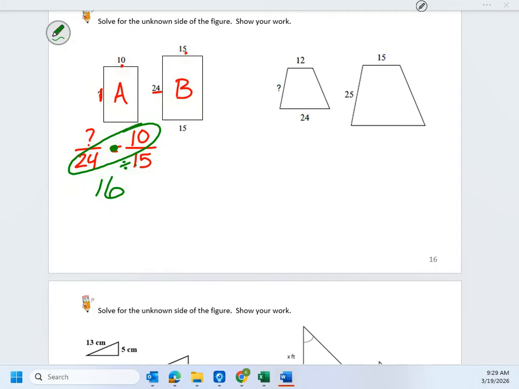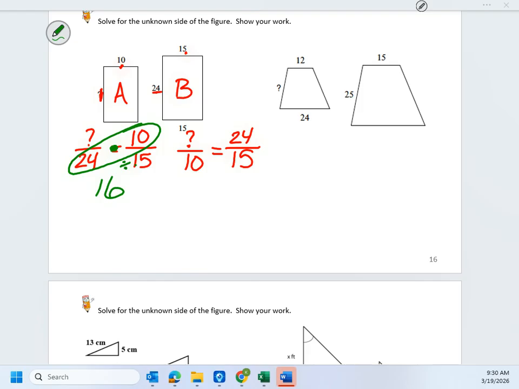Let's look at the other method. So this was long A over long B. Our other method had long A, our question mark, over short A. Then we had long B over short B. So we set it up differently, but look at what happens. When we multiply on the vertical, or not vertical, we multiply that diagonal.